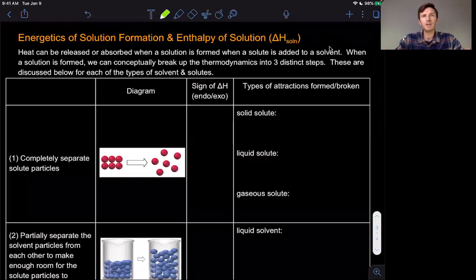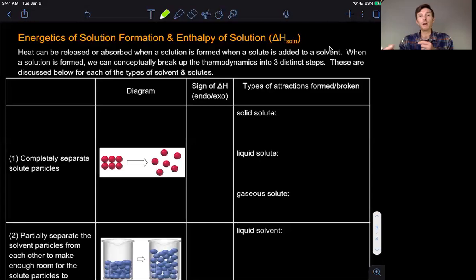For us to understand this conceptually, we're going to break it down into 3 steps. Those 3 steps are, first, blasting apart all of our solute particles, meaning we're breaking all the attractions present within them. After that, we need to make a little bit of space in our solvent for those solute particles to fit into. And then finally, when those solute particles actually fit into our solvent, what kinds of attractions are now present that weren't there before? So let's go ahead and look at those 3 steps.